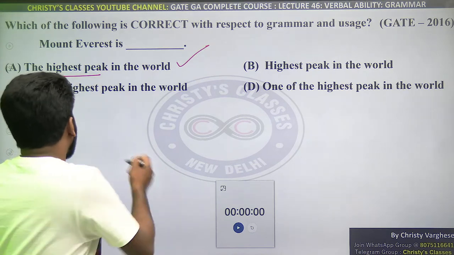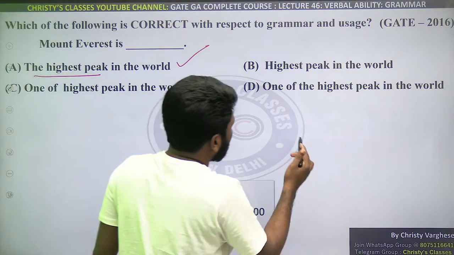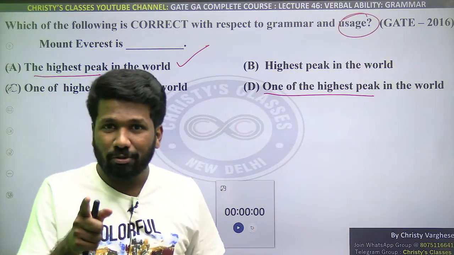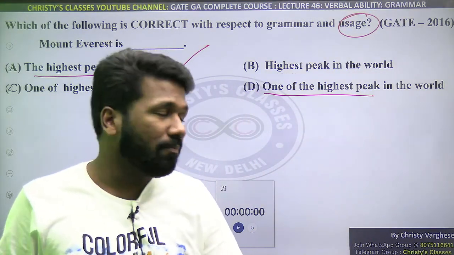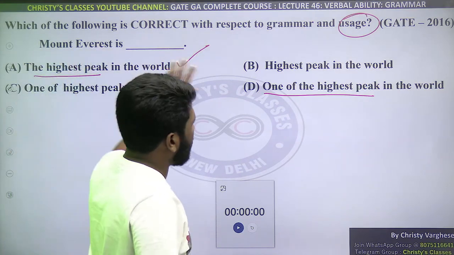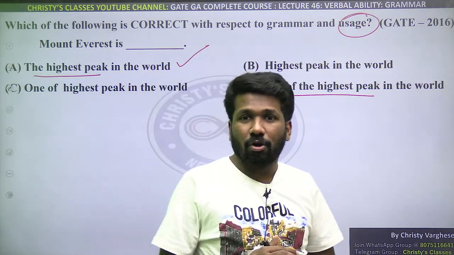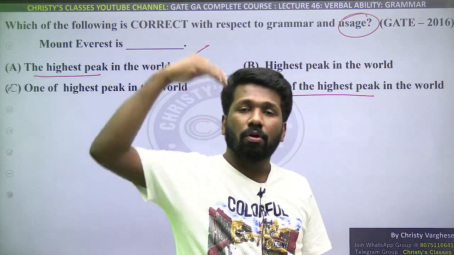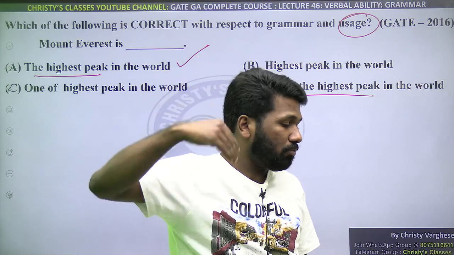So option A. Some of you have doubt with option D, right? One of the highest peak. That is not correct with usage. Na? Yeah, here you should know. Usage bhi correct hona chahiye. Matlab, yaha pe Mount Everest, aapko pata hona chahiye, Mount Everest is not one among the many highest. It is the highest. Because there is no other peak which is higher.